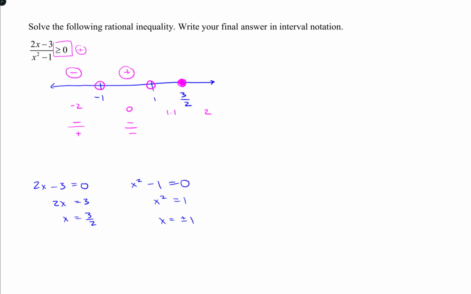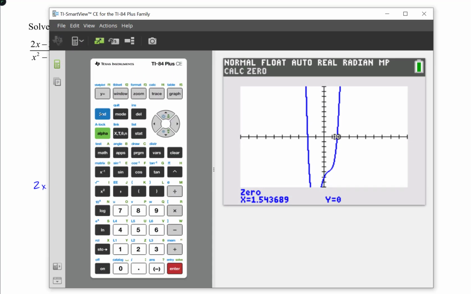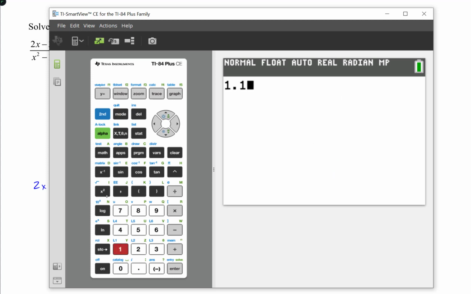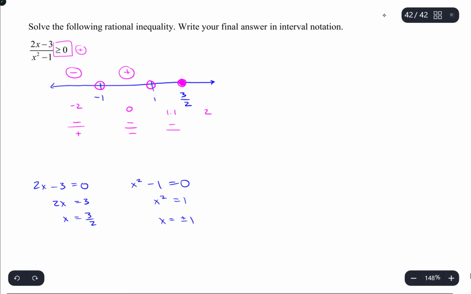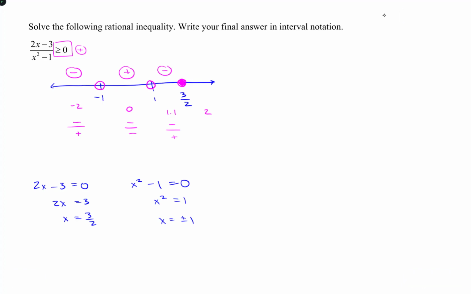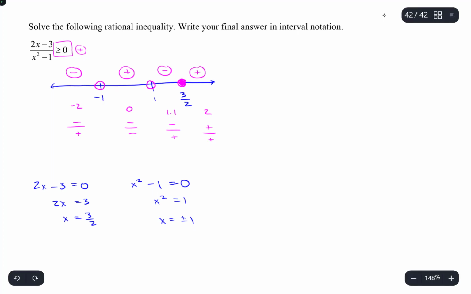1.1, let's see what happens there. This would be 2.2 minus 3, so that's still a negative. 1.1 squared, that should be slightly larger than 1 if I'm remembering correctly. Let's check it on the calculator here. Yeah, 1.21. So 1.21 minus 1, it doesn't matter what it is, it's just that it's positive. So the result here is negative values. And then if I plug in 2, this will be 4 minus 3, which is positive 1. 4 minus 1, which is 3, so that's positive as well. And 2 positives divided gives me a positive.